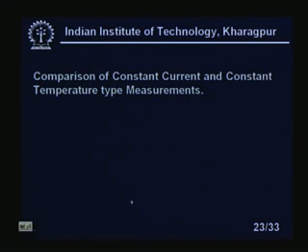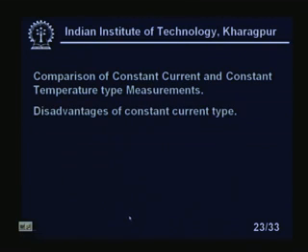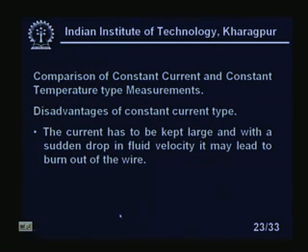Now, a comparison of the constant current and constant temperature type measurements. Disadvantage of the constant current type: the current has to be kept large, and with a sudden drop in fluid velocity it may lead to burnout of the wire. So this is a typical problem of the constant current type. The current usually is large, and if there is a sudden fall in the fluid velocity, the temperature may rise, because a constant current must flow through the wire, so it will burn out the wire.